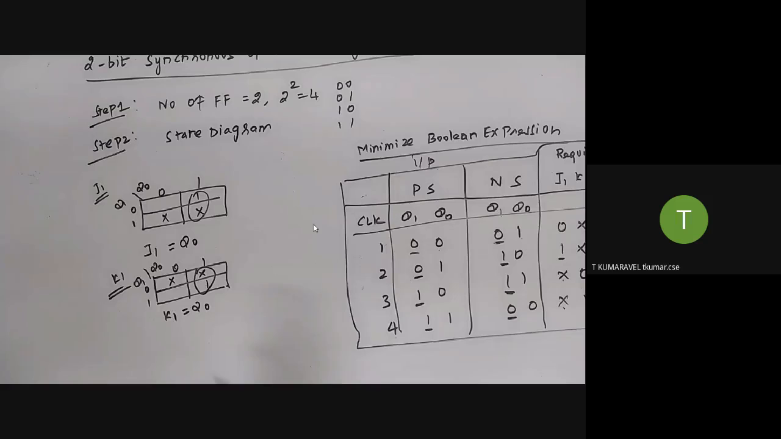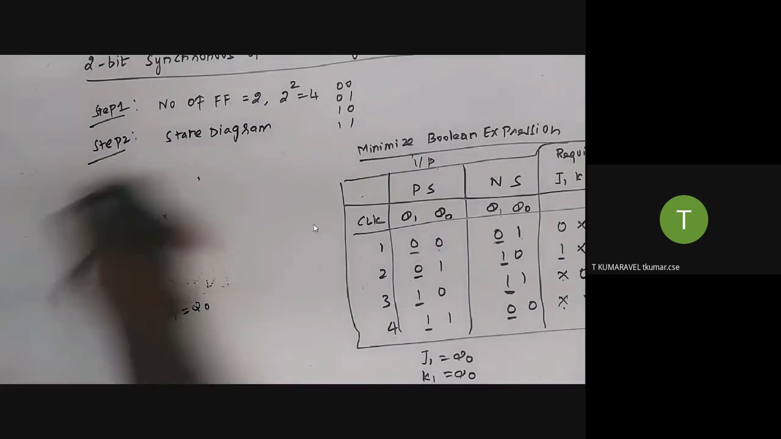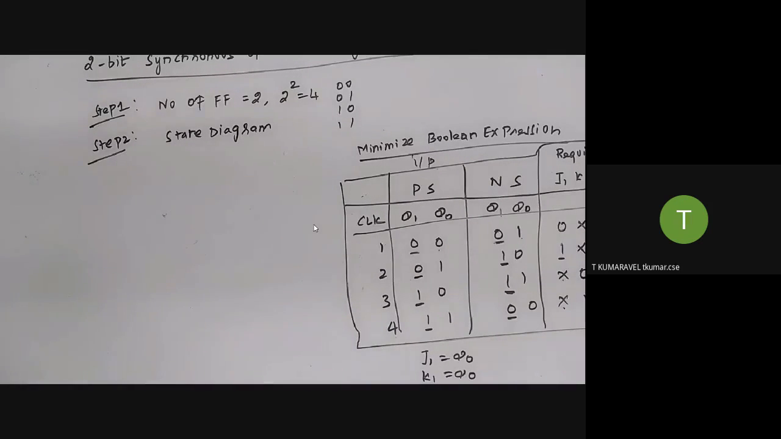Okay, try to use it. What is the next output? Here I am going to write that output J1 equal to Q0 and then K1 equal to Q0. So what about the next combination?